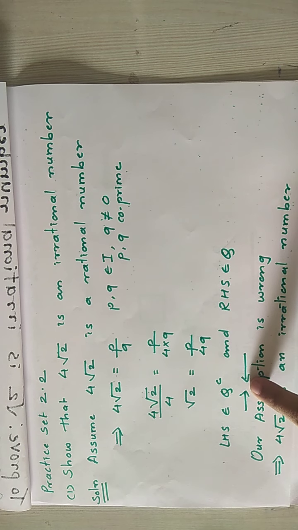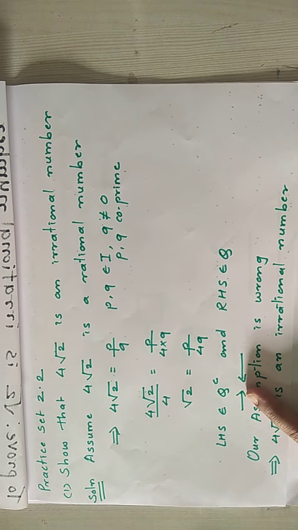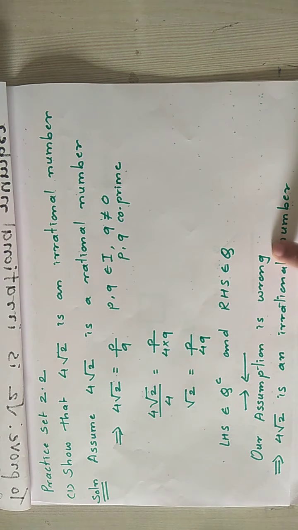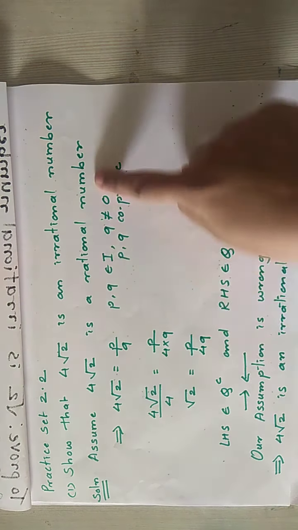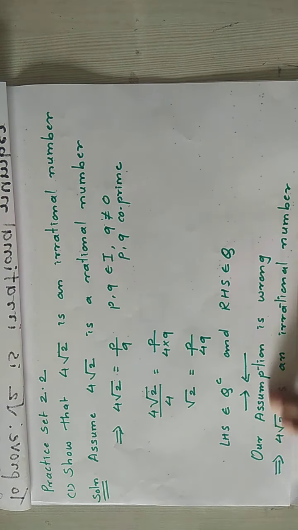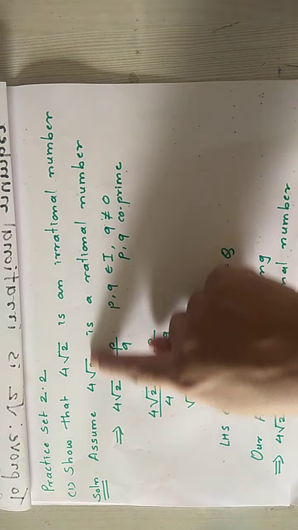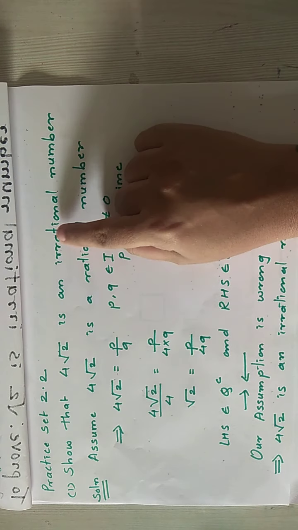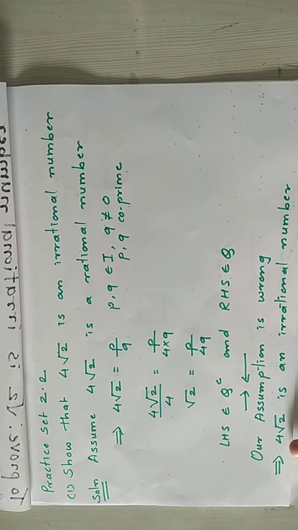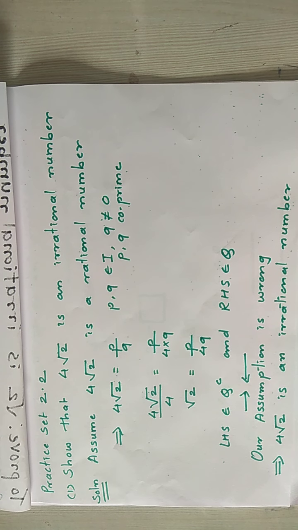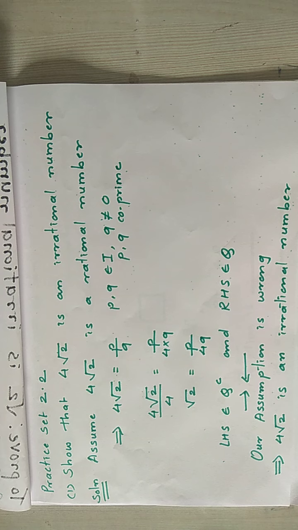So you make a sign like this over here, the contradiction sign, and you write over here: our assumption is wrong. That means what we started with is wrong. So if our assumption is wrong, if it is not rational, then what should it be? It should be irrational. That means 4 root 2 is an irrational number. This is how we are going to do the proofs for irrational numbers.